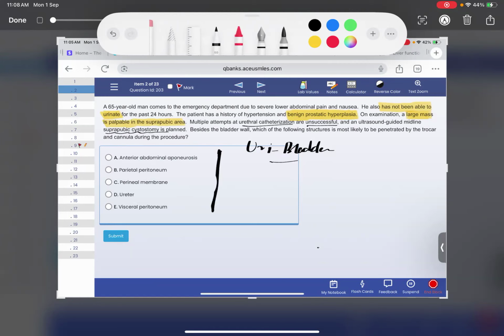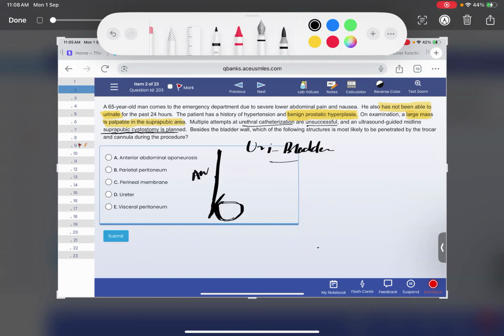So we have abdominal wall, right? And just after that we will have bladder. There is nothing in between the bladder and the anterior abdominal wall, no specific organs or anything like that. So why are we doing suprapubic?